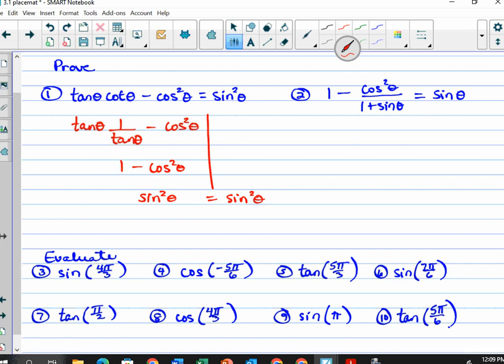Correct? With the tangent, cotangent, isn't that already reciprocal? So would we have to flip it to make it 1? Or can it just go straight to 1? That's okay. Yeah. Other questions?